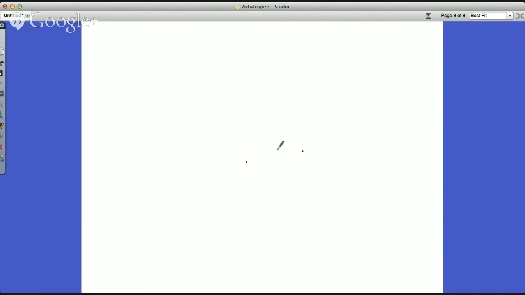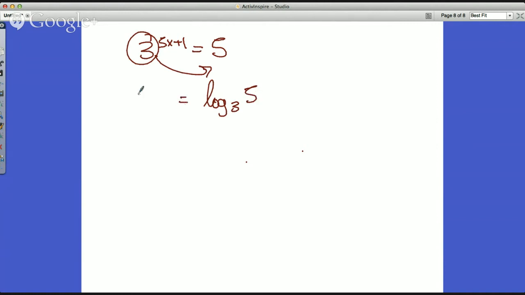All right, 3 to the 5x plus 1 equals 5. Any strategies you would suggest for how I could change that to log form? I think we've got to put the log in. So how can I change that to log form? 3 to the 5 equals 5x plus 1. Good. Okay, we got 5x plus 1 equals log base 3 of 5.